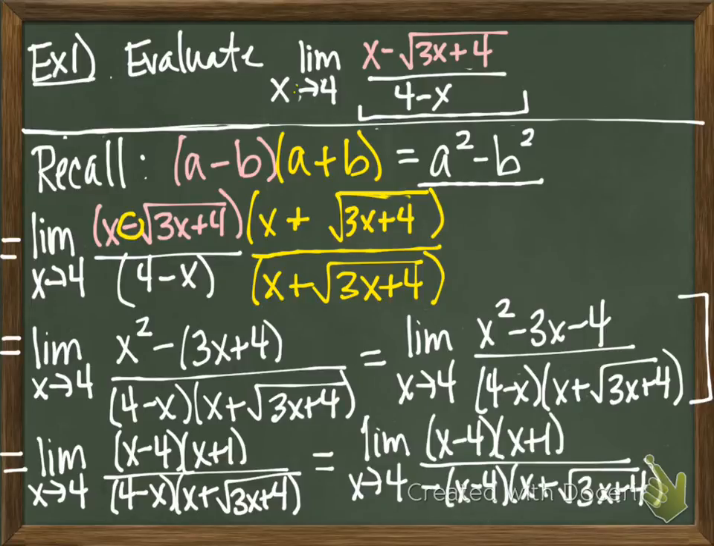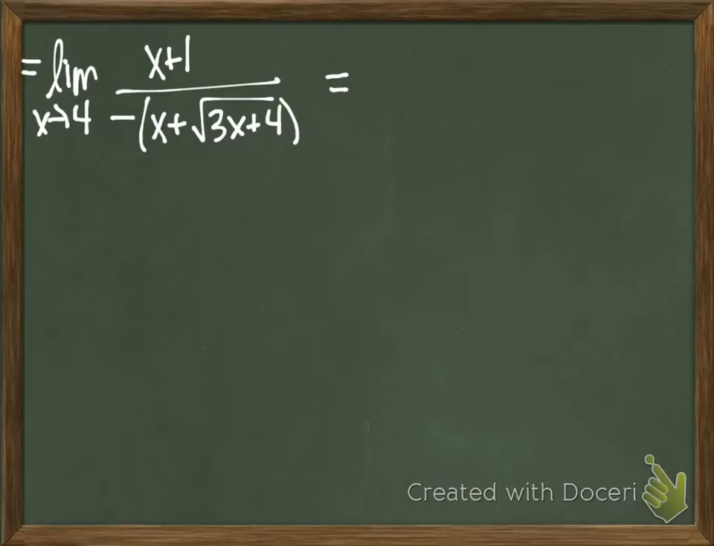Alright, and now when we've written it this way, we can cancel this x minus 4 factor in the numerator and the denominator. The numerator will be left with x plus 1. And we'll need to move to a new page, but the denominator's just going to have the negative and then the same factor that we've had.